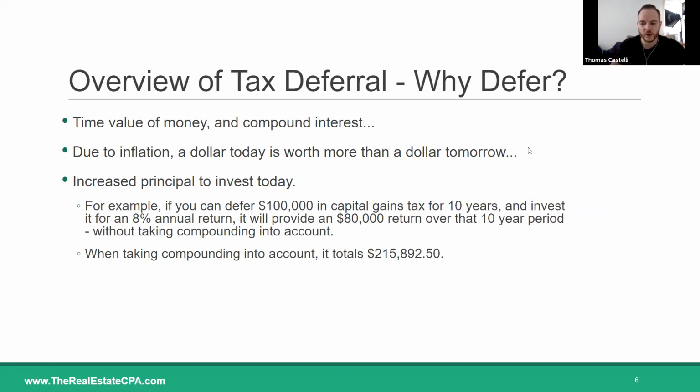So that's the power of deferral. It's not that you're avoiding the taxes. You're using that money instead to invest that money today and earn a gain on that return, hopefully. If you're investing it in the right way, you would get a gain. So that's just something to think about as we go through the rest of these strategies.